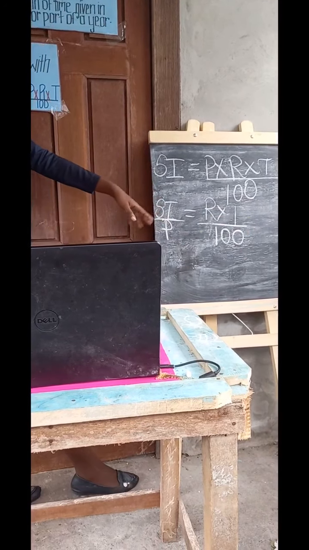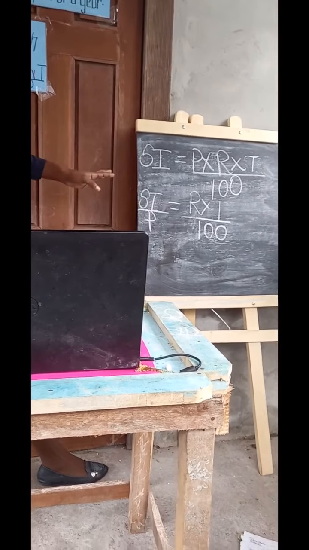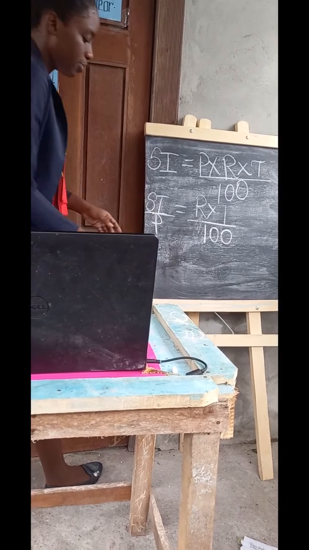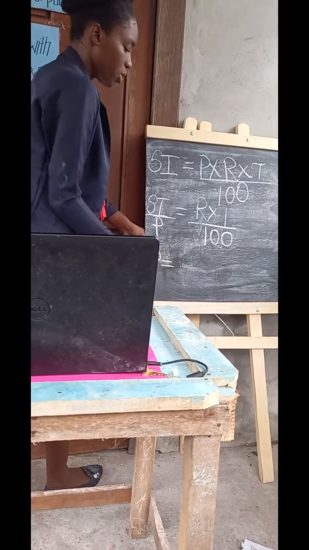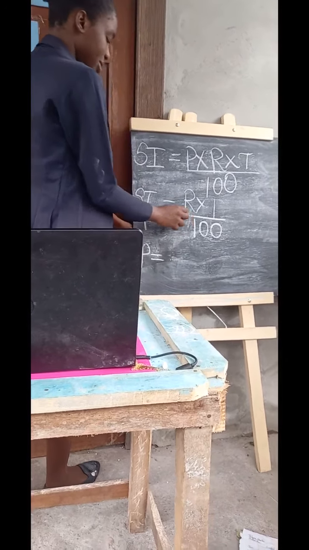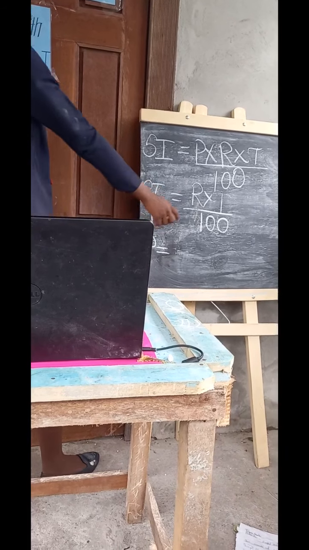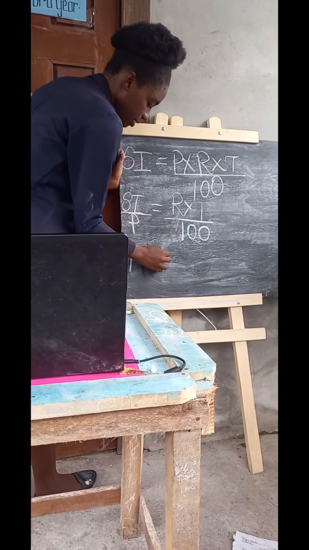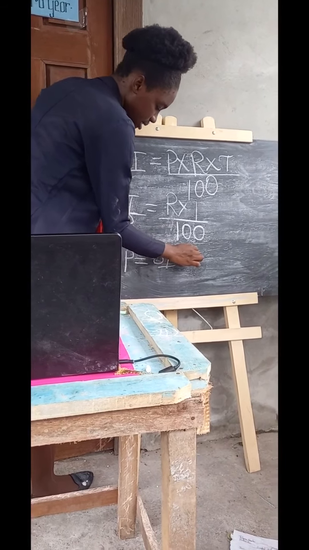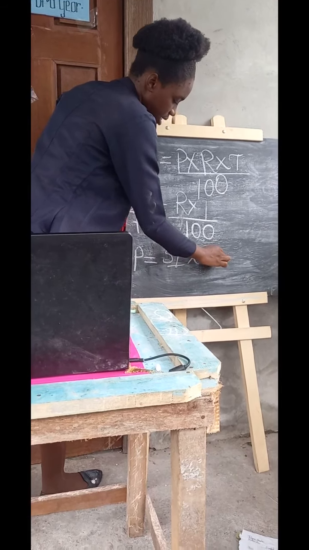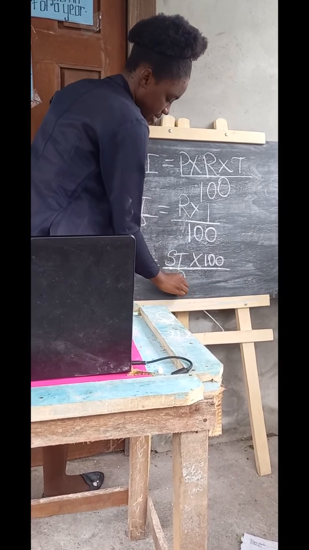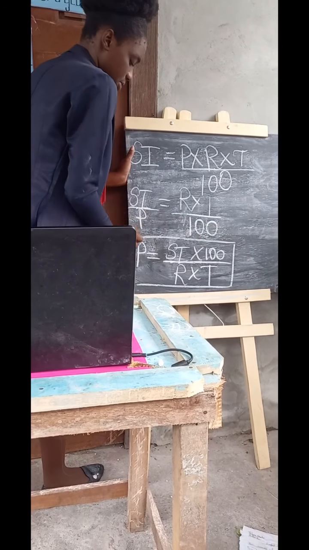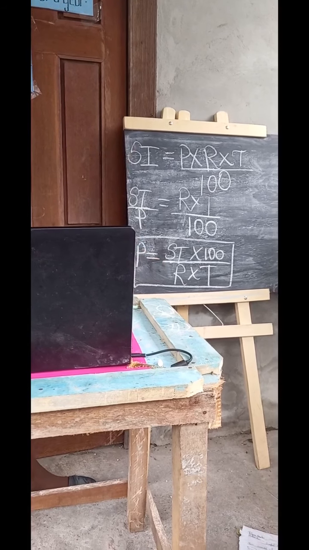But still we have the simple interest on the principal. So what we do, we put the principal equal to, we're going to distribute the simple interest with the 100 instead of compiling it all to the top. So it's going to be the simple interest times 100 divided by the rate times the time. And this is how we find the principal.